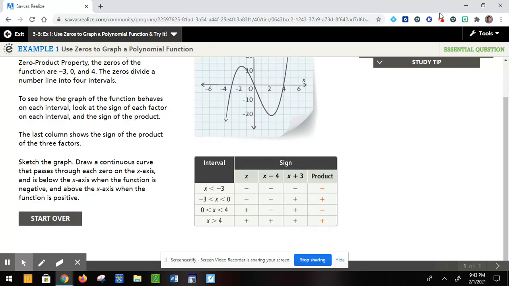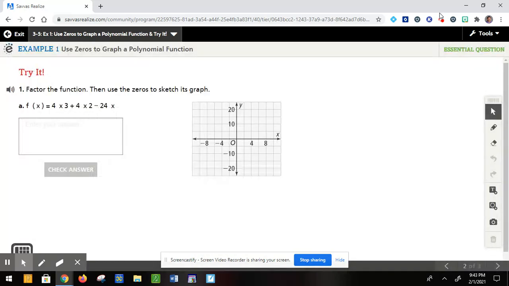All right. We have 2 of these to try on your own. So why don't you pause here and give it a try, and then come back and check it out.